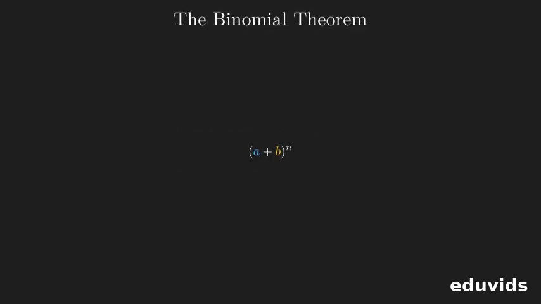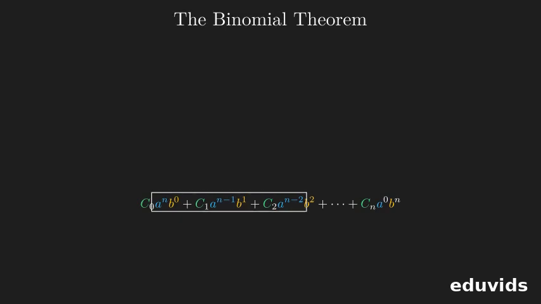The binomial theorem explains how to expand any expression in the form of a plus b raised to the power n. Let us first observe the pattern of the exponents for the terms a and b. Starting with the term a, its exponent begins at n and decreases by 1 in each subsequent step. At the same time, the exponent for the term b starts at 0 and increases by 1 in each subsequent term. The sum of the exponents in every single term of the expansion will always equal n.